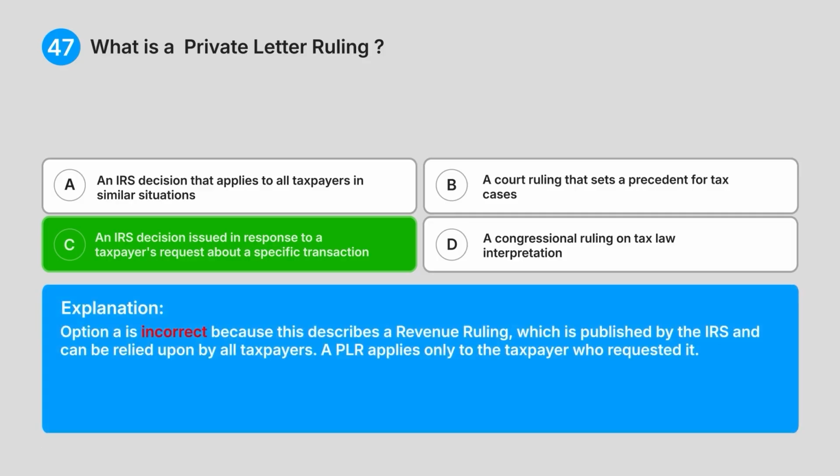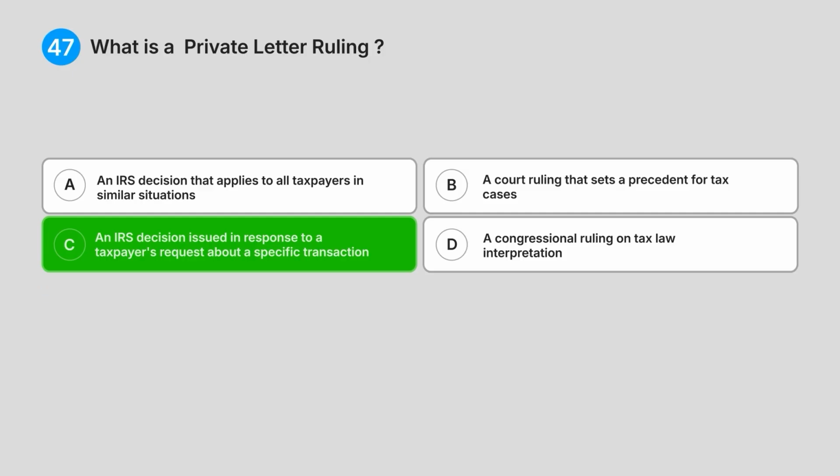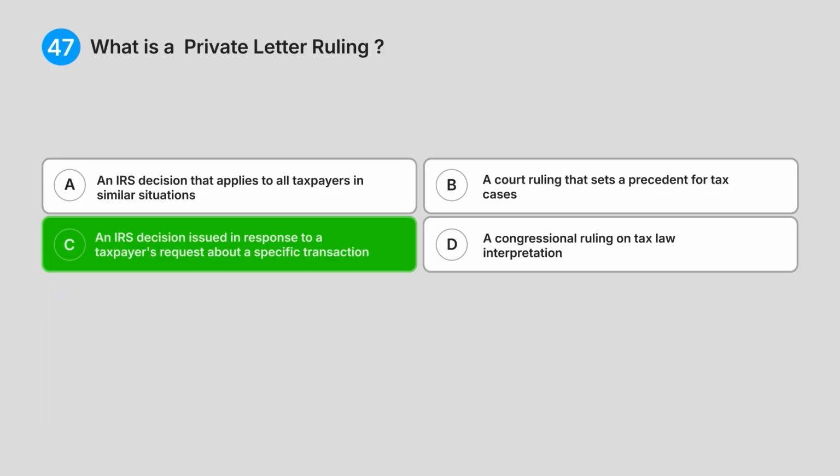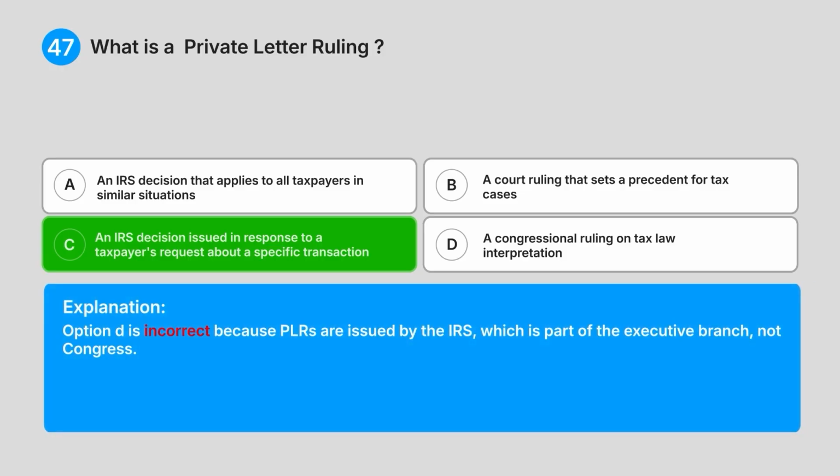Option A is incorrect because this describes a revenue ruling, which is published by the IRS and can be relied upon by all taxpayers. A PLR applies only to the taxpayer who requested it. Option B is incorrect because a PLR is an administrative ruling from the IRS, not a ruling from a court. Option D is incorrect because PLRs are issued by the IRS, which is part of the executive branch, not Congress.